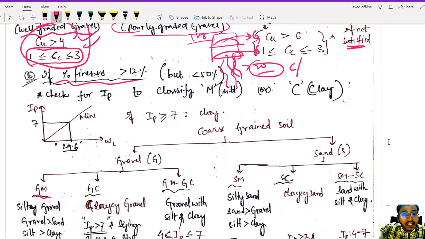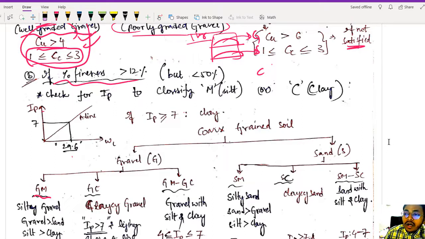So we are classifying here as silty gravel or clayey gravel, or you can say silty sand or clayey sand. How? Let us try to understand. We cannot ignore, because we have a lot of silt and clay here. In the previous case we had less than 5%, so we ignored it, but here we have more than 12%, so we cannot ignore.